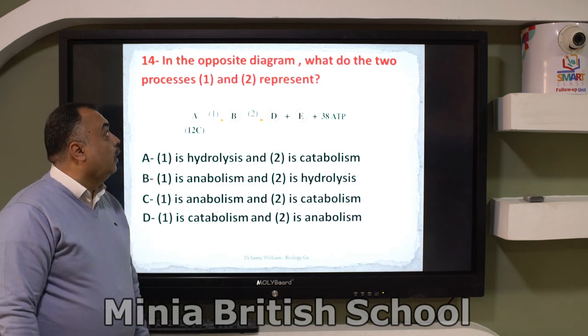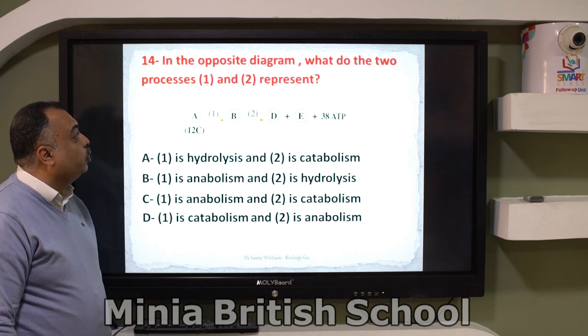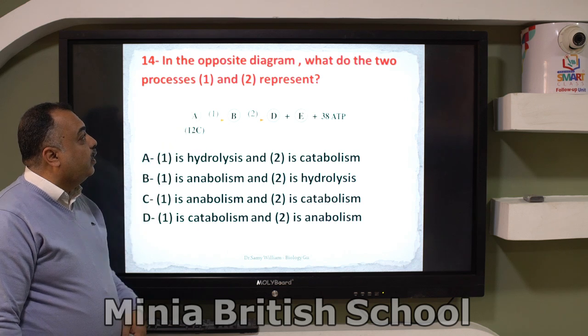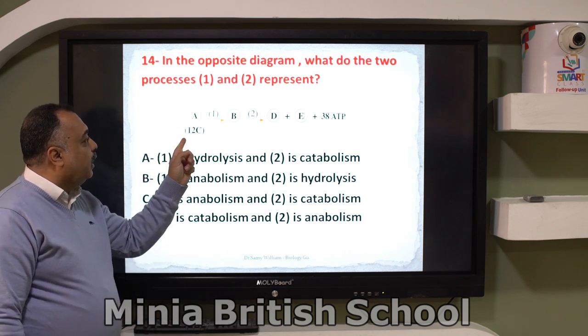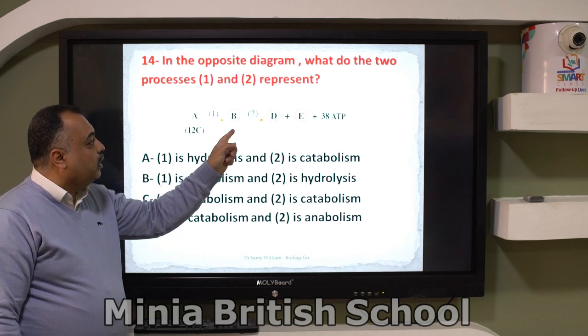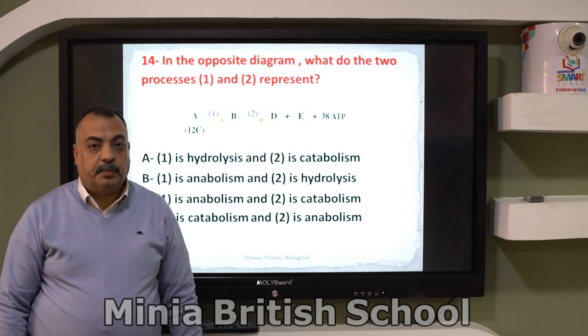Next, in the opposite diagram, what do the two processes 1 and 2 represent? A, 12 carbon, 1 to B, then 2 to D and E, and 38 ATP.